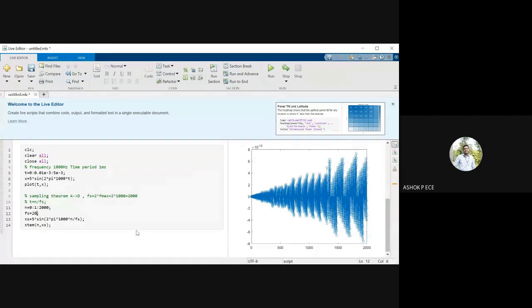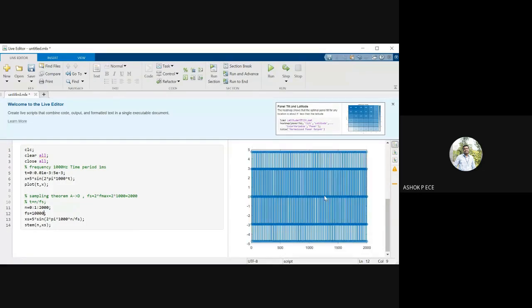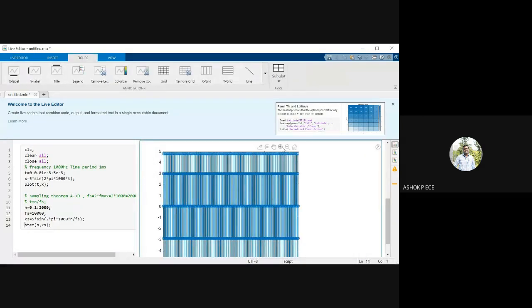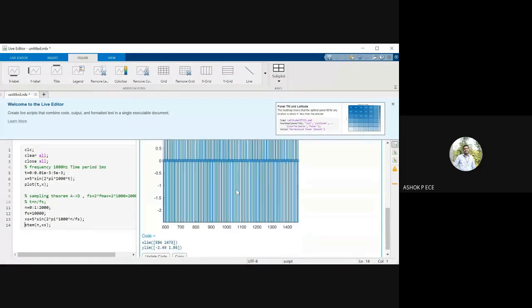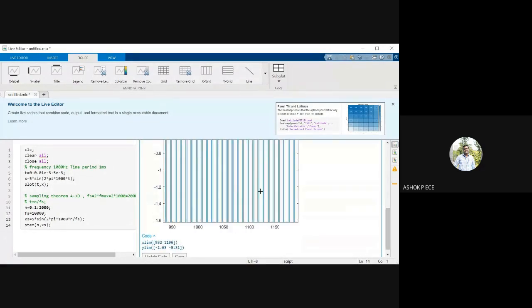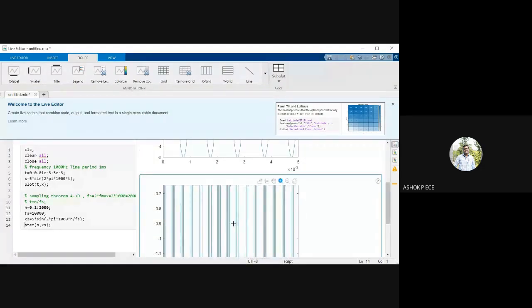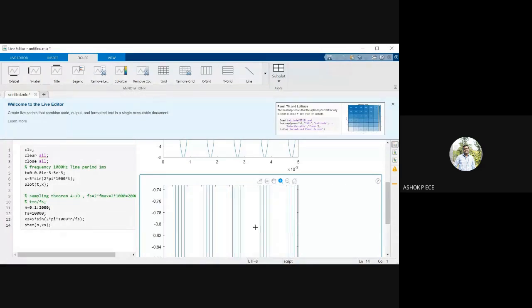Assume I'm going to take Fs to be oversampling, I'm taking Fs to be 10,000. So we'll see what the sample result is. This is the sample result. Maybe if I zoom it, you can see so many samples are there. So I'm going to define my sine waveform. Okay, so you can see the difference.